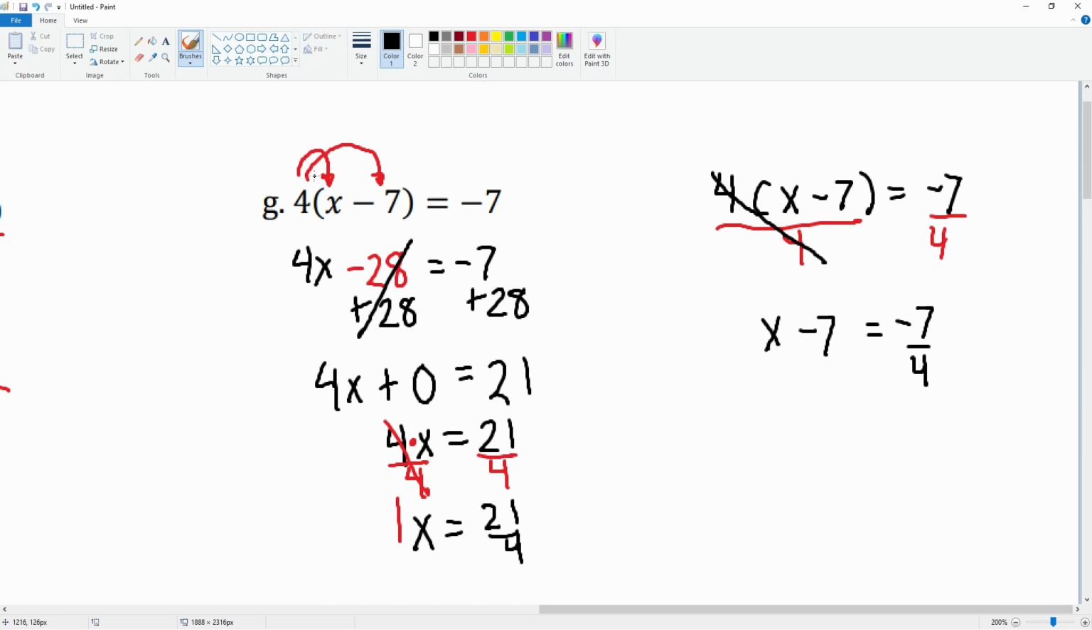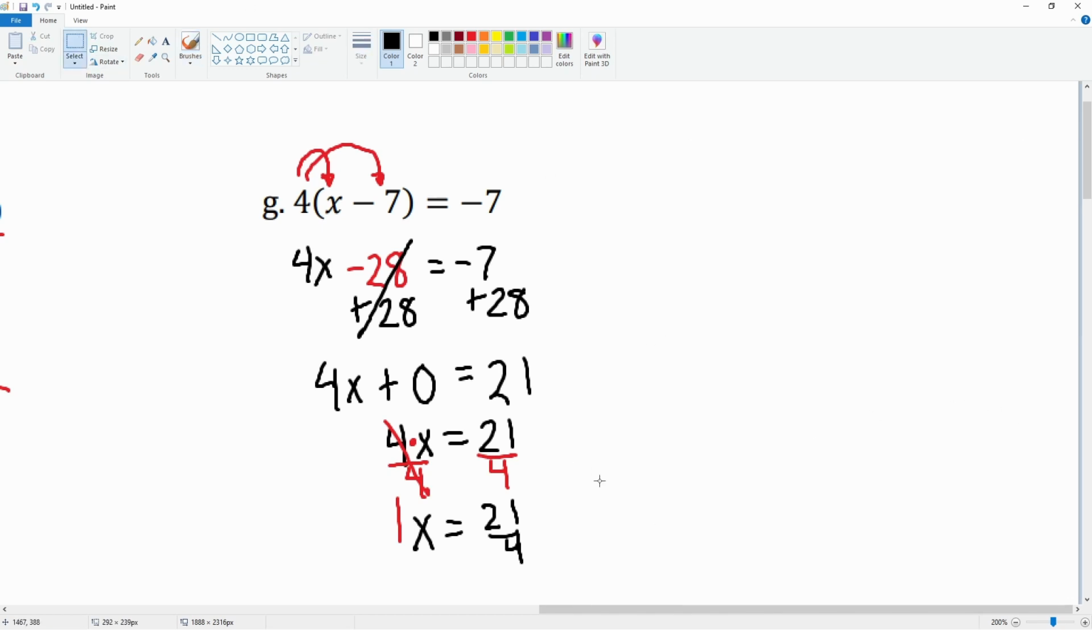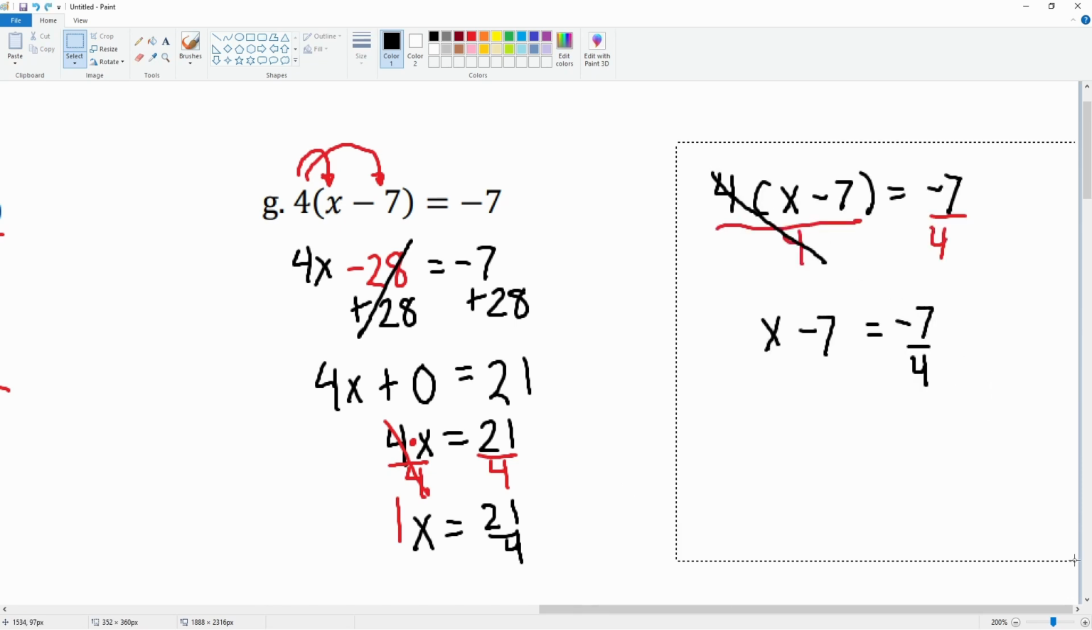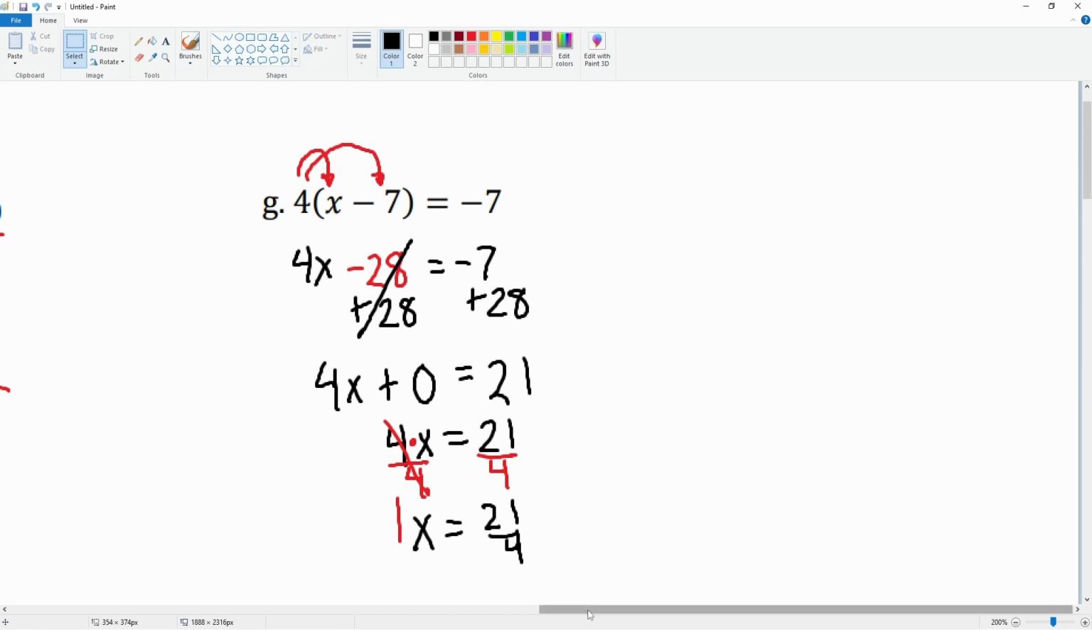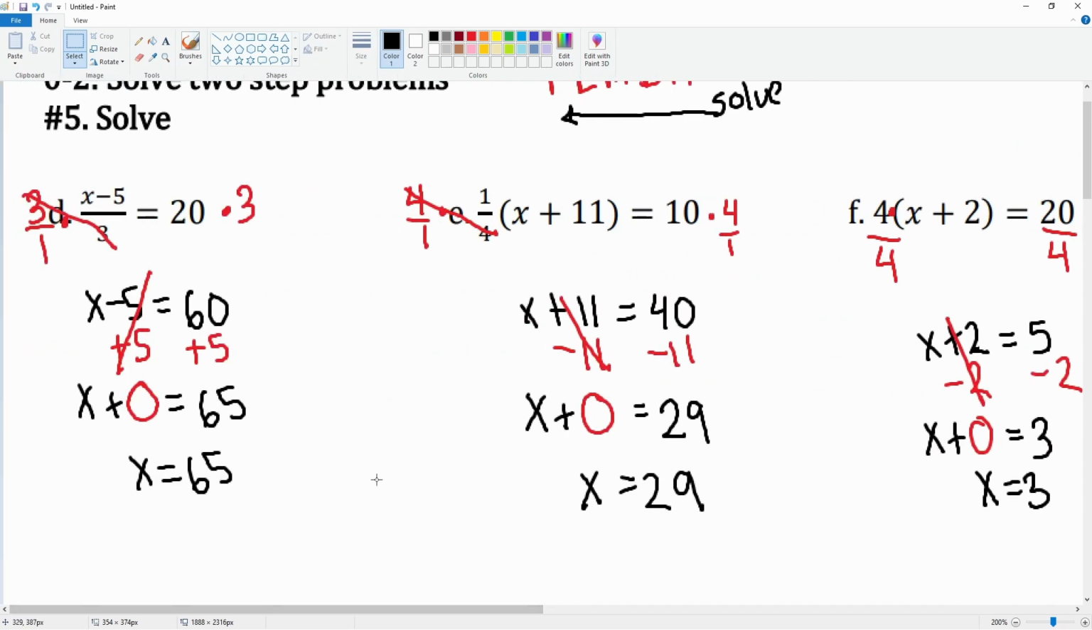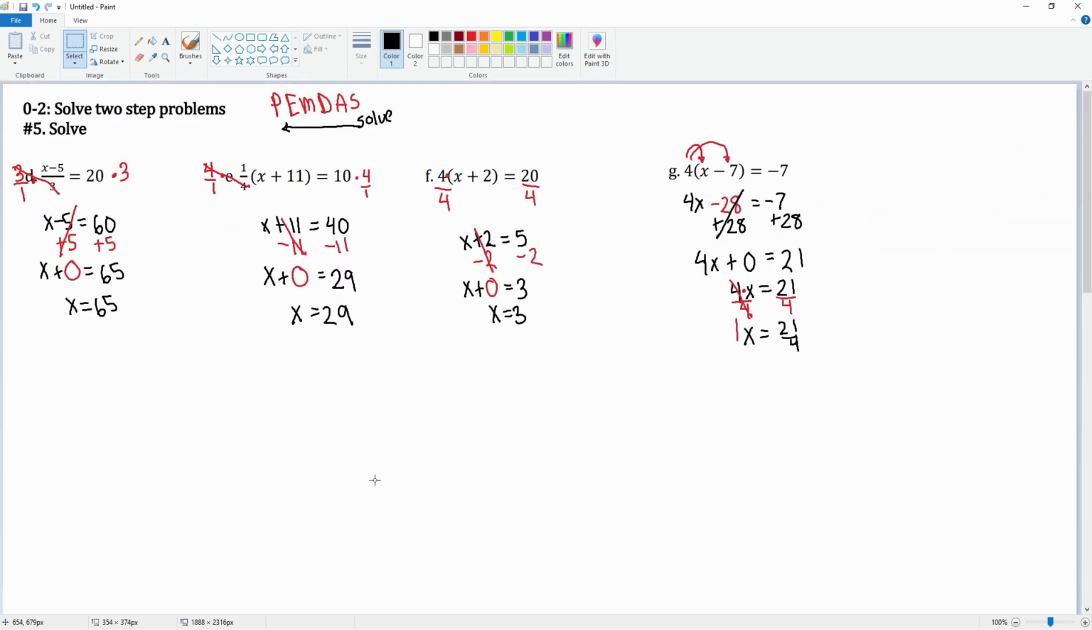This is the reason why this time I actually distribute the 4 over. So you just have to get used to doing it one way and seeing it gets pretty. If I did it this way, it would have gotten ugly. That's why I didn't do it that way. That intuition just comes from doing multiple of these problems. So there you go.